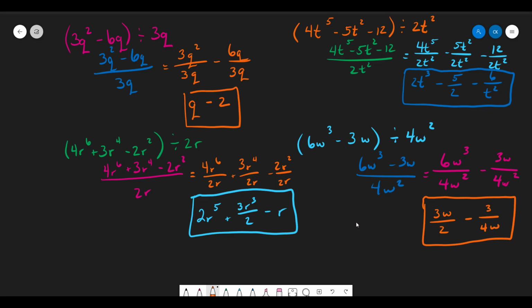But that's the lesson for today. We will continue with this concept in the next video, but instead of dividing by a monomial, we'll look at what happens when I divide by a binomial. How does it change? We'll get to that, though.